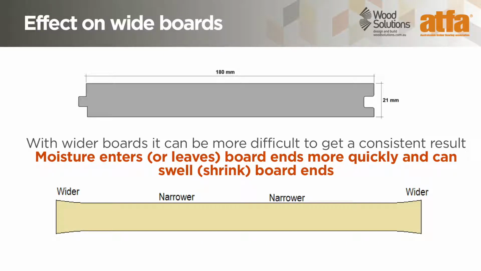This is not only due to the effects shown in the previous slide, but also due to the natural moisture uptake and loss from timber flooring. Moisture enters or leaves board ends more quickly and can swell or shrink board ends. Hence, there can be greater unevenness in board width when acclimatising wider boards.